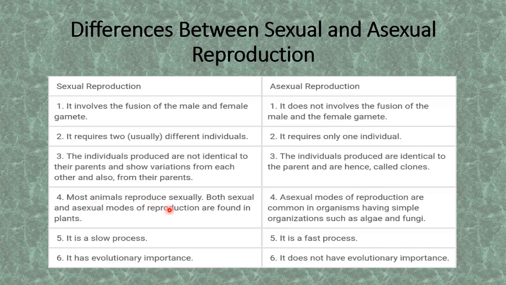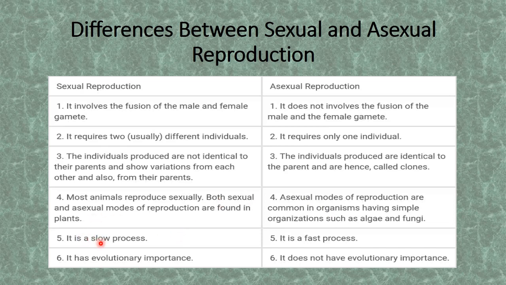Number four, most animals reproduce sexually. Both sexual and asexual modes of reproduction are found in plants. The asexual mode of reproduction is common in organisms having simple organizations such as algae and fungi.